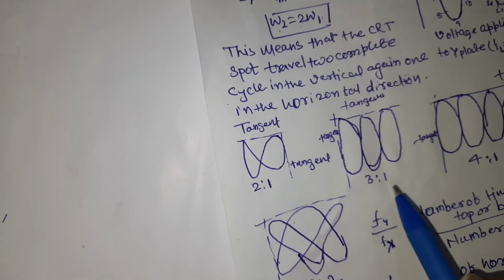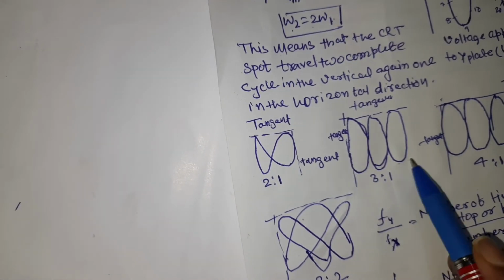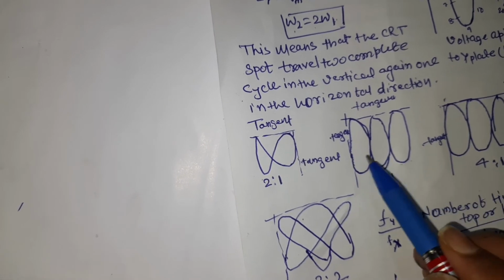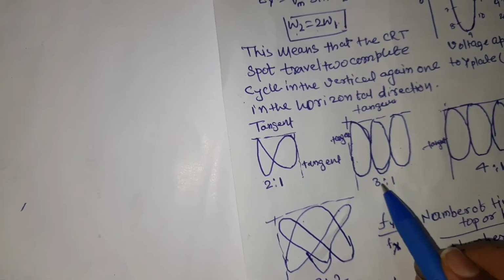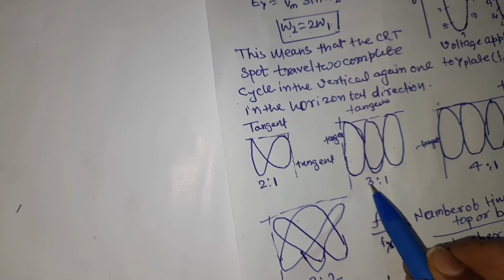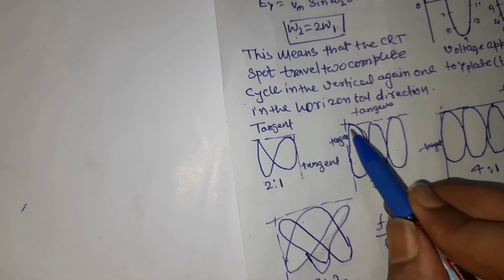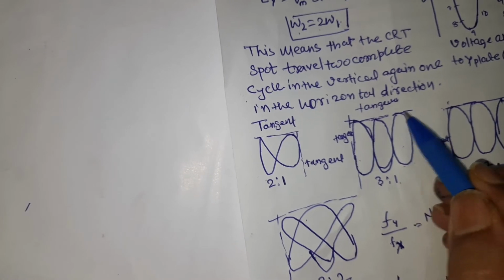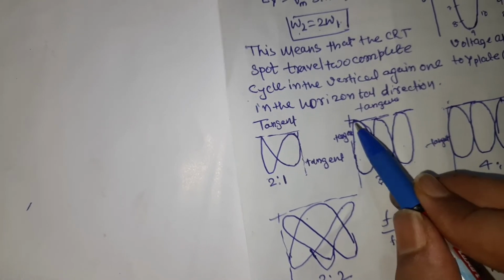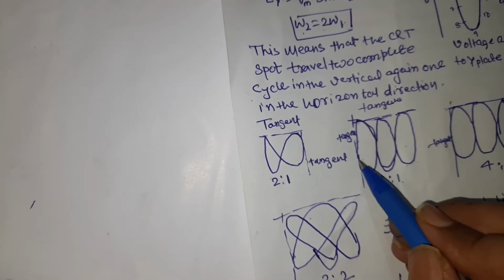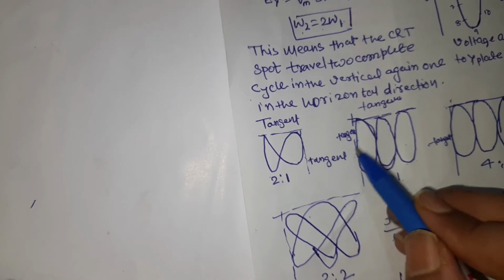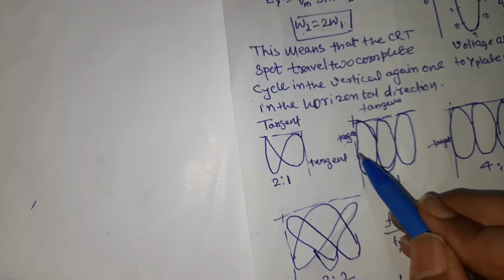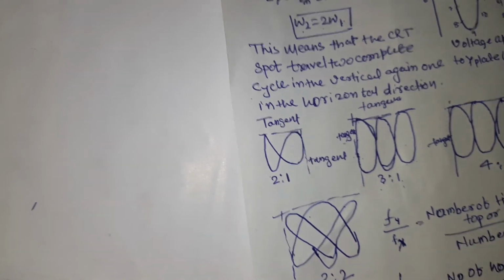Suppose the Lissajous pattern appears like that. Then the unknown frequency is 3 times the standard frequency, because the pattern touches the horizontal line at 3 points, and the vertical line touches only 1 curve. So the ratio is 3:1.